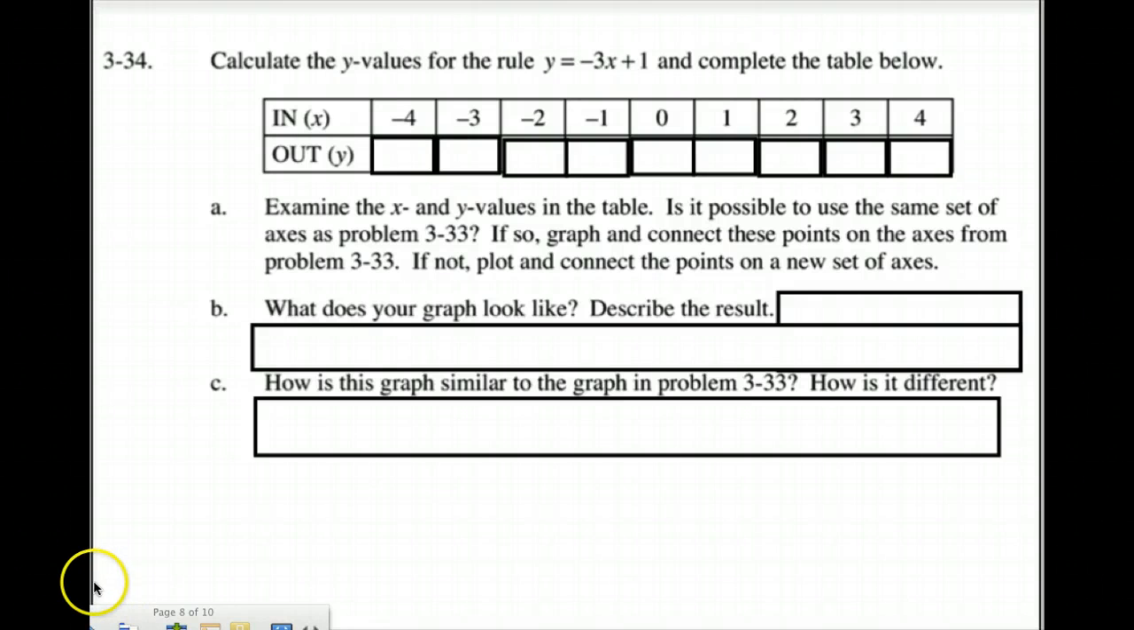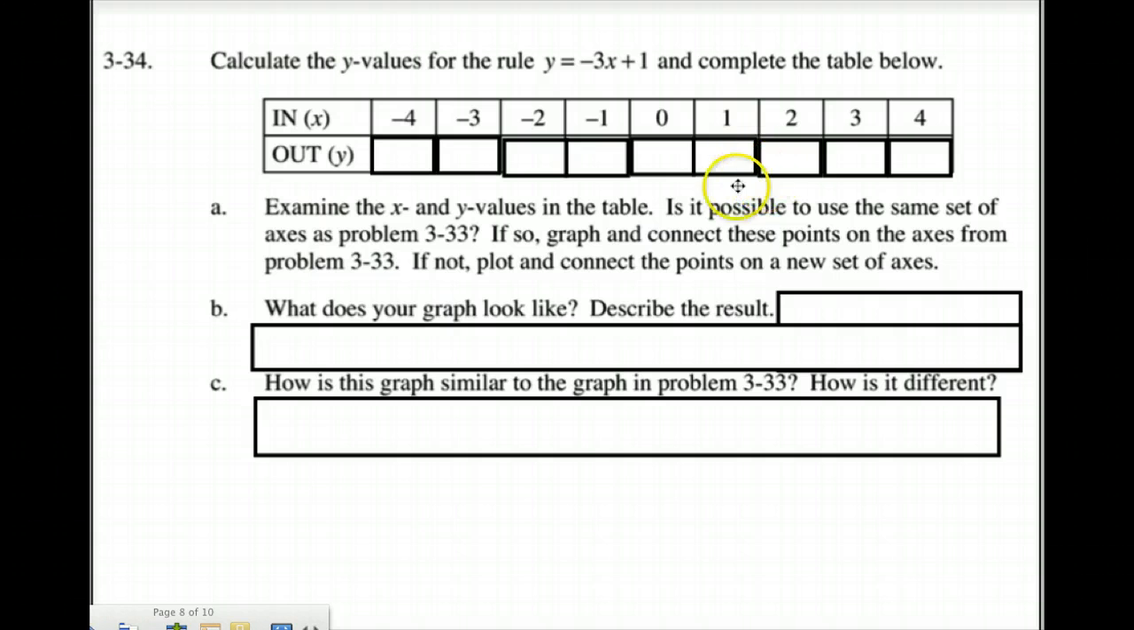You're going to continue this with a new equation on 34. Now the equation is y is equal to negative 3x plus 1. So what you'll do is, if x is negative 4, negative 3 times negative 4. Just remember, negative times a negative is positive, plus 1, and you should get to 13 there. Negative 3 times 3 is 9. Plus 1 will be 10. And you can continue to make that table.